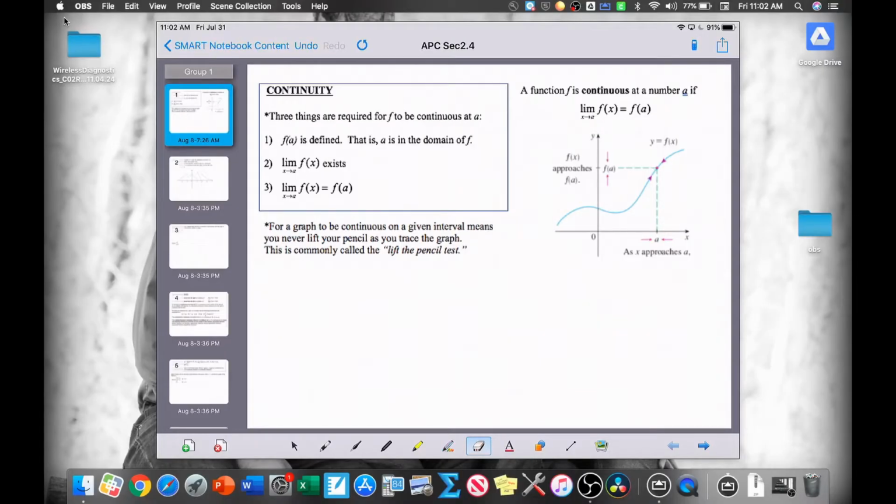When we think of continuity just in terms of a graph, I often think of what we call the lift the pencil test. For a graph to be continuous on a given interval means that as you trace the graph, and right now I can trace this curve, I never have to lift my pencil up. And if you can say that that is the case as you are tracing a graph, that it passes the lift the pencil test, then you can say that that function is continuous on that interval.